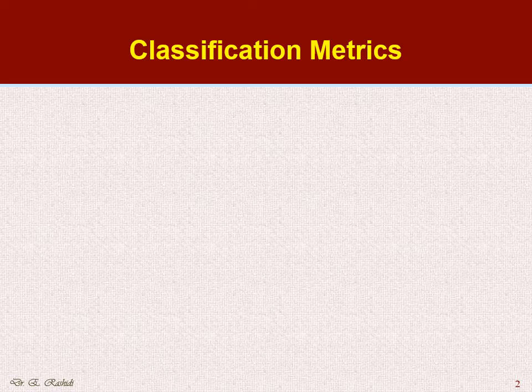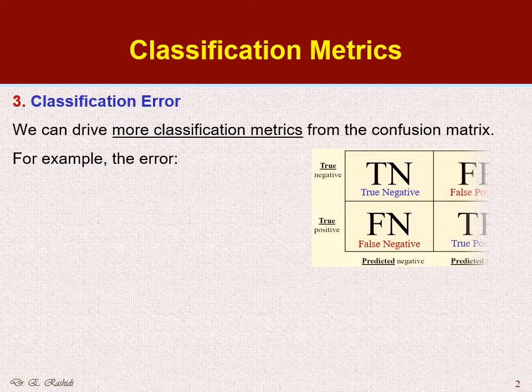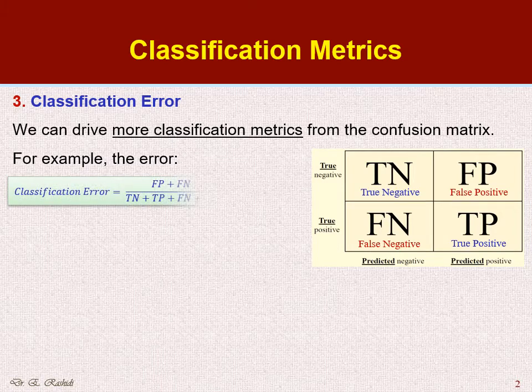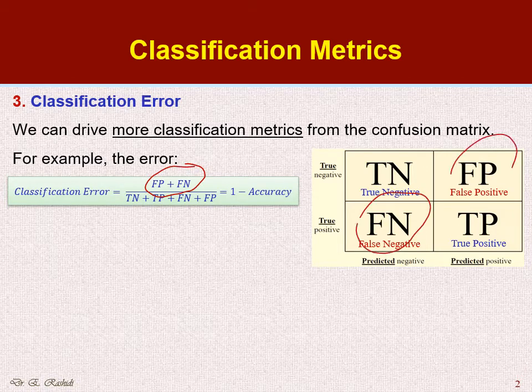We can actually draw more classification evaluation metrics from the confusion matrix, such as the classification error. Classification error is a measure which is the complement of the accuracy score. So that's 1 minus the accuracy score. It's defined as the false positives and the false negatives, which is the total number of errors that we have made, divided by the total number of predictions that we have had. On the other hand, we can define it as 1 minus the accuracy score, because it's a complement of the accuracy score.